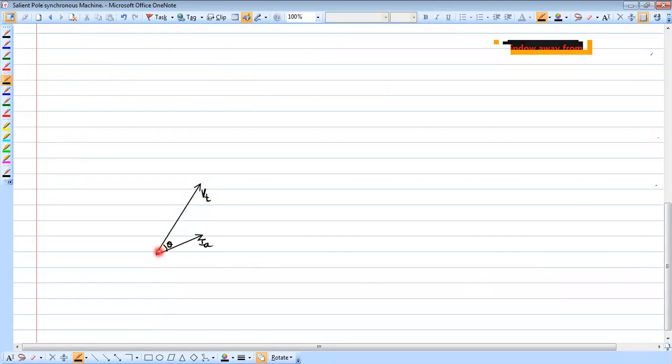So this Ia can be resolved into two components, right? Direct axis component and quadrature axis component. This is the direct axis component, Id, and this will be the quadrature axis component, Iq. The phasor sum of these two gives you Ia. Okay, isn't it clear? Right?